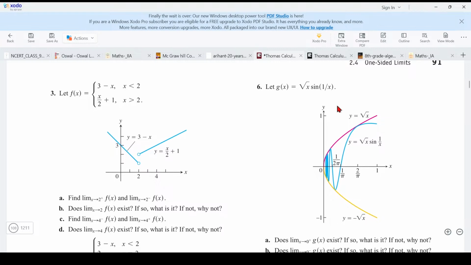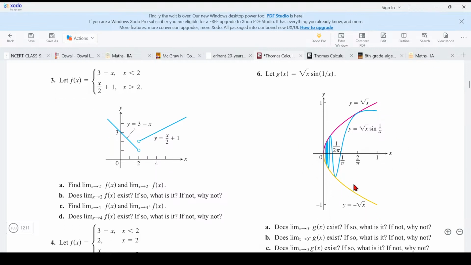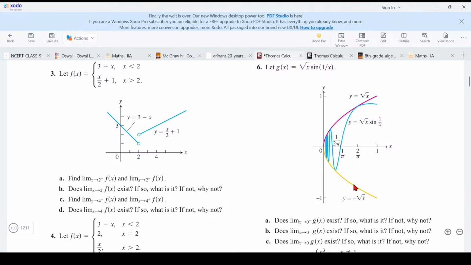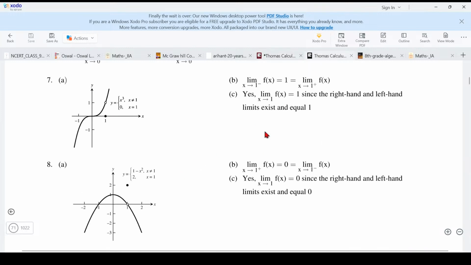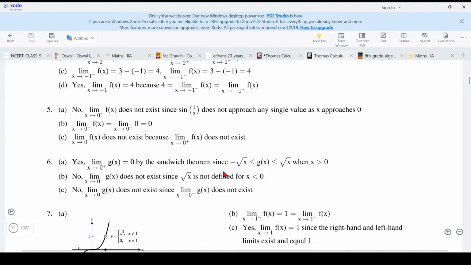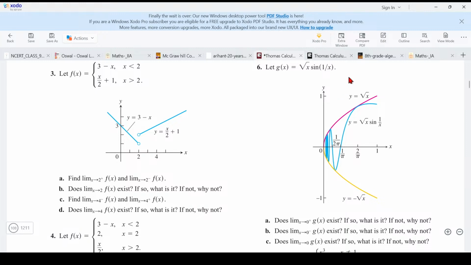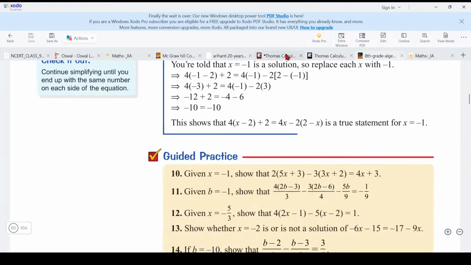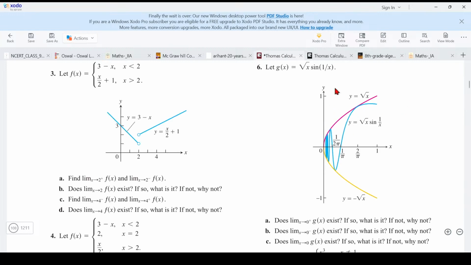Now look at this one. What about this one? The 0 plus limit is not defined. Is the limit defined or not defined? It is defined, but we are not sure what it is.